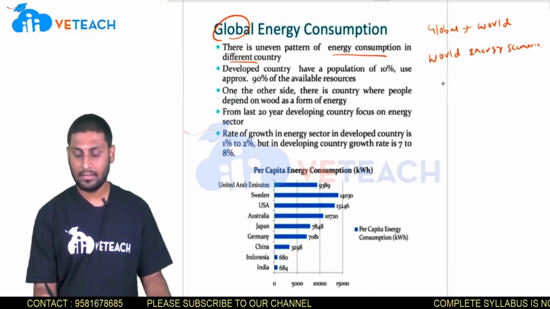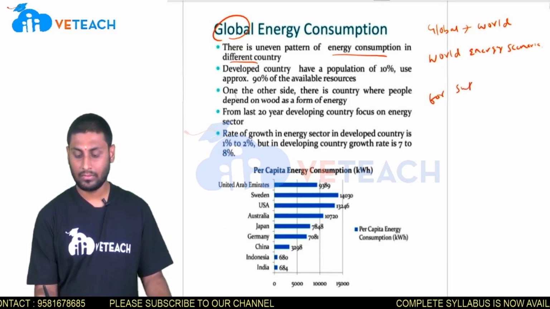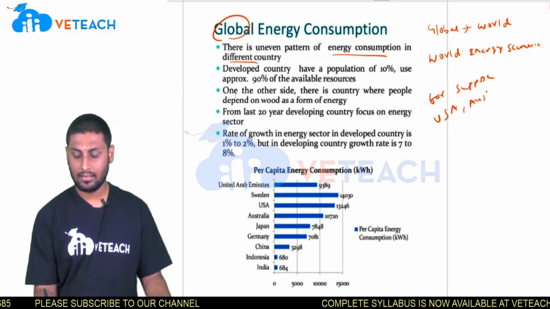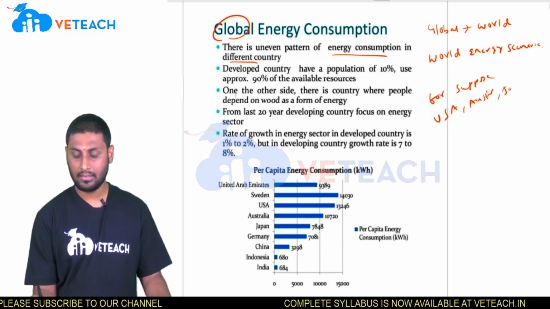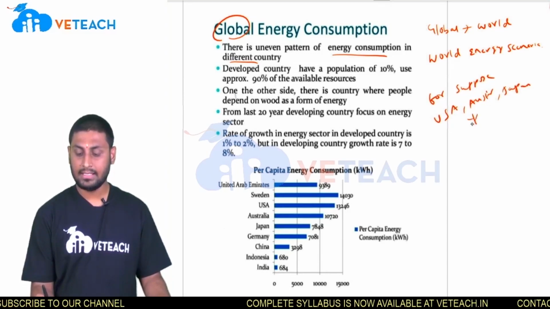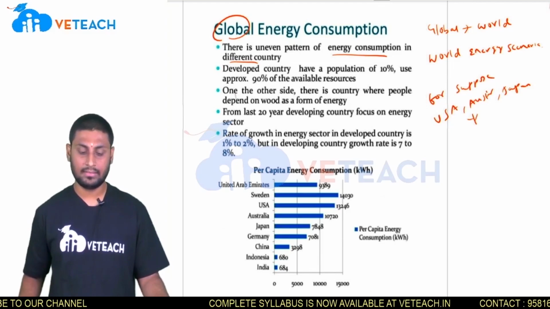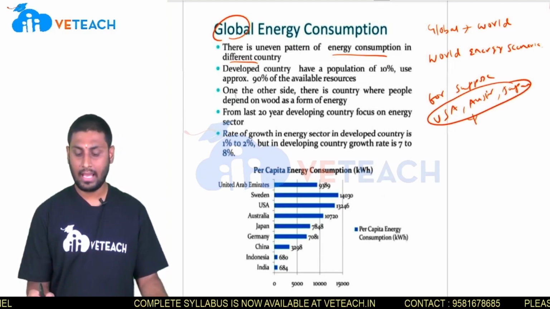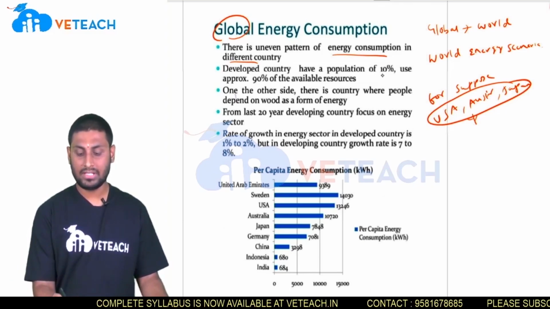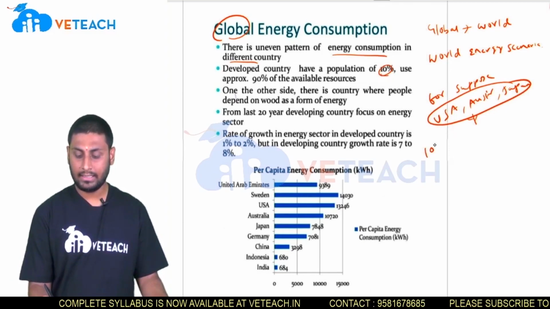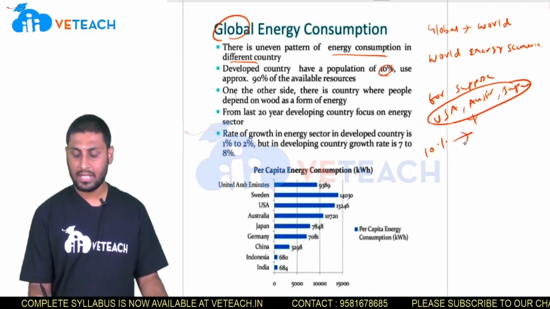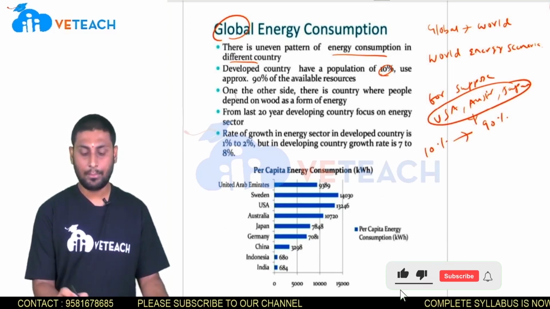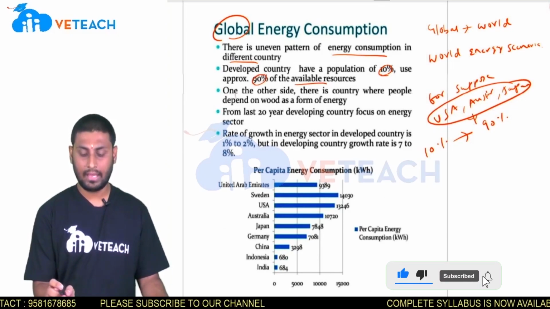Suppose we consider USA, Australia, Japan. There is different energy consumption in different countries. These are all developed countries, but there is a difference in their energy consumption. Developed countries have only 10% of the population, but the energy consumption they use is 90%. So developed countries have a population of 10% and use approximately 90% of available resources.